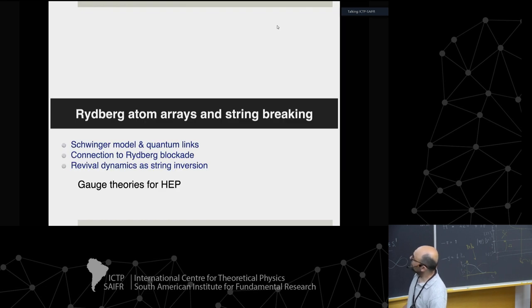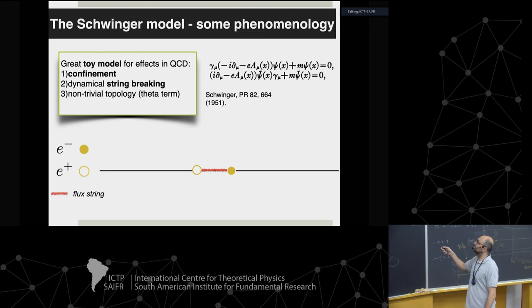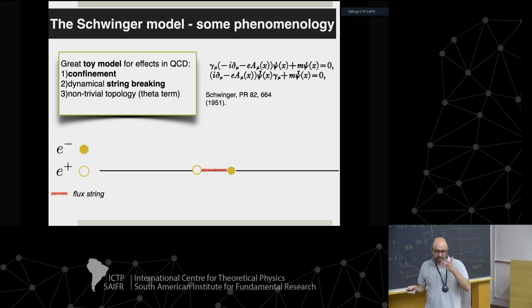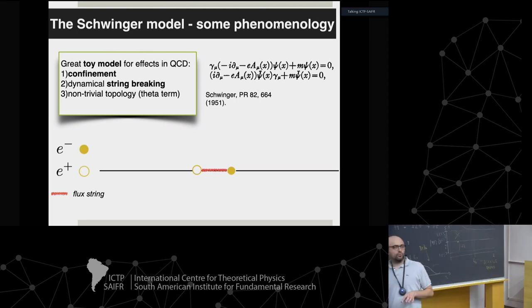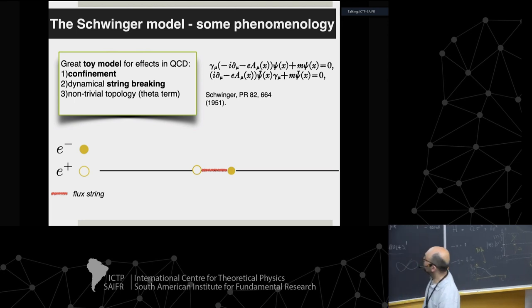Now, let me tell you about the first example. So this is 1D analog, and it is about the Schwinger model. Okay, the Schwinger model we have already seen yesterday is described by this Lagrangian. It's just describing electrons and positrons coupled to an electric field. The magnetic field is not there. As I briefly mentioned yesterday, it's a great toy model to understand certain features of QCD. And in particular, one feature, which is string breaking.